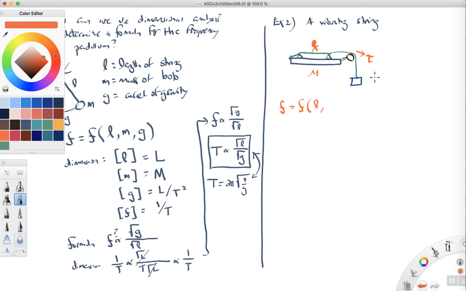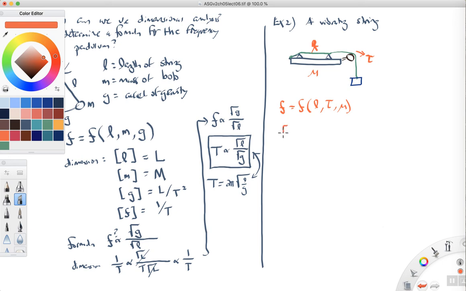So that way we won't confuse it with the dimension of time. Okay, so length, tau, and the tension, and the mass per unit length, mu. Okay, it's going to be some function of these variables. Let's find out what that function is.